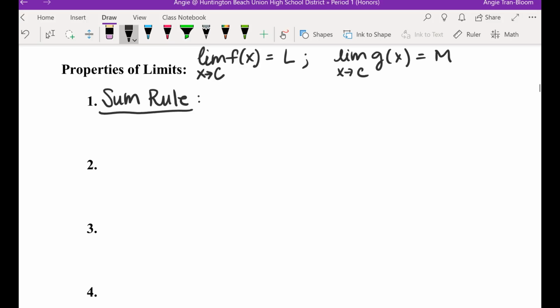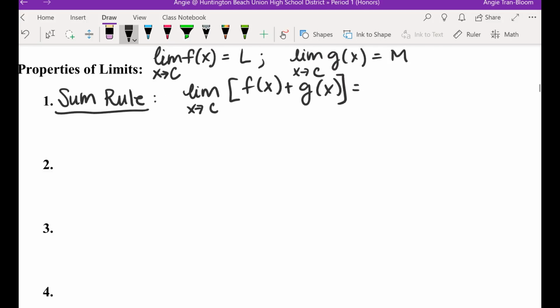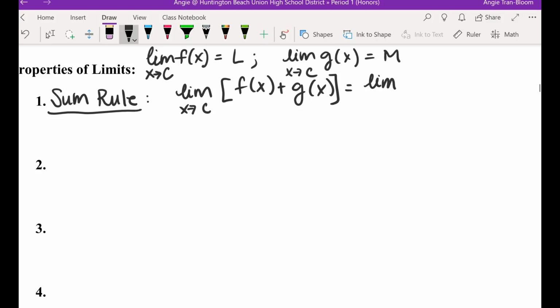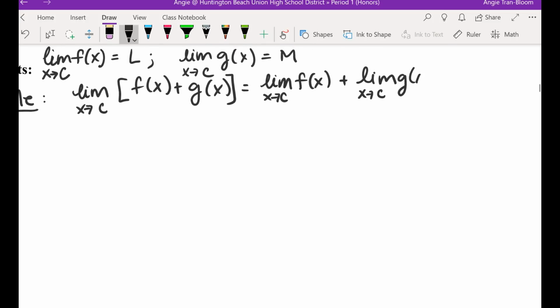So can I add them? Yes, you can. Here we go. The limit as x approaches c of f of x plus g of x is the same thing as if you were to find the limits independently, the limit of f of x as x approaches c, and then add it to the limit as x approaches c of g of x. Then that means it's the same thing as saying L plus m. So when you're looking for the limit of the two functions adding together, you can find them independently. That means you can break them up and then add them together at the end.